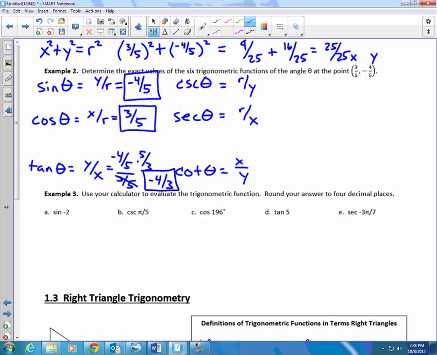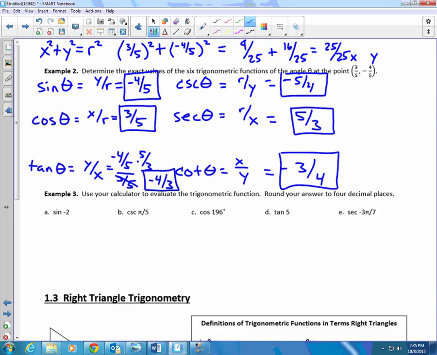Now, you say to yourself, oh no, I've got 3 more problems to do. It's easy, folks. This is the reciprocal of that, right? What's the reciprocal of -4/5? What's the reciprocal of the next one? And what's the reciprocal of the last one? -3 over 4. You feel good? All right. Not bad, huh? They gave us the x and y, we figured it out. Okay?